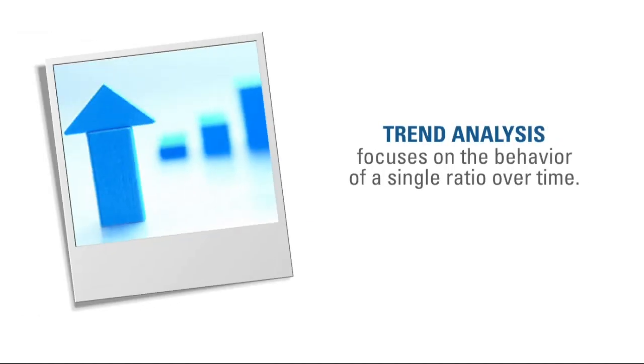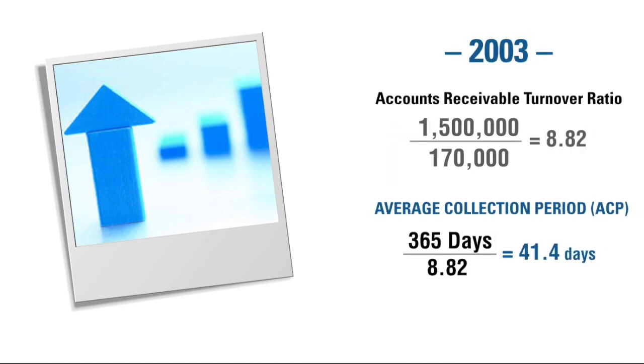Trend analysis focuses on the trend of a single ratio in the practice over time. It's very useful in assessing whether a specific measure of financial condition in the practice is improving or worsening. For example, the average collection period for 2003 in our income statement was calculated to be 41.4 days.